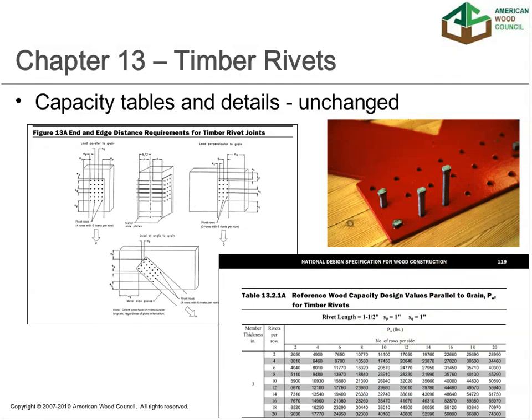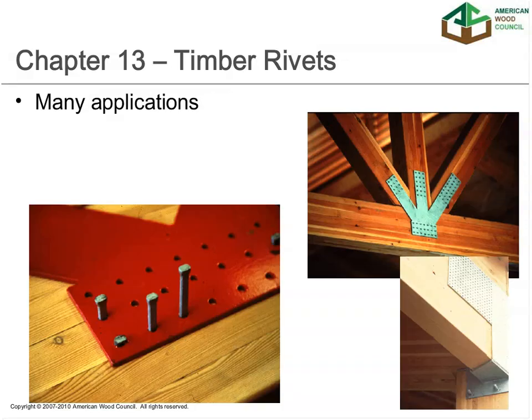The other connections chapter in the NDS, Chapter 13 for timber rivets, is also unchanged from earlier editions of the NDS. I think timber rivets were incorporated in the 1997 edition of the NDS. And as you can see here, they are used for various types of connections, from heavy timber trusses to beam to column connections.